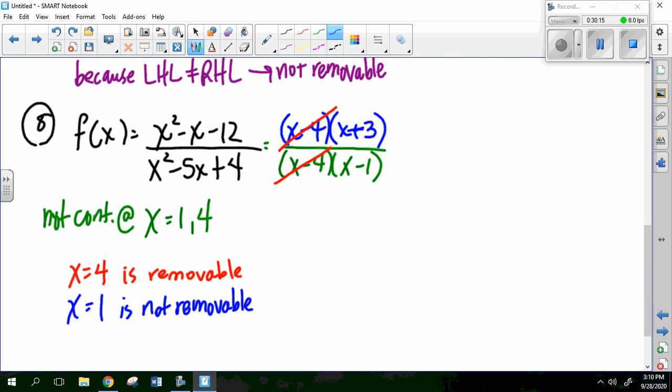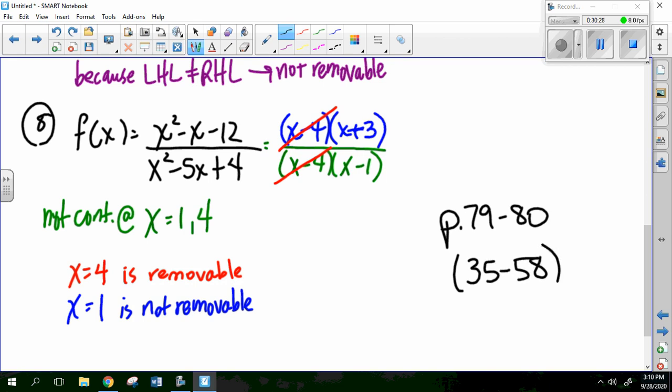So the practice that I want you to do that goes with this is on page 79. I think it goes on to 80 a little bit. You're going to look at 35 through 58. And that sounds like a lot, but all you're doing is telling me if it's continuous or not. And if it's not continuous, where is it not continuous? And then is that discontinuity removable or not? I'm not asking you to fix any of them. So that shouldn't really take you too long.